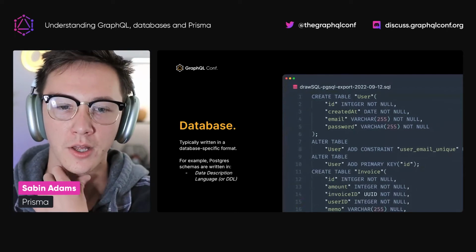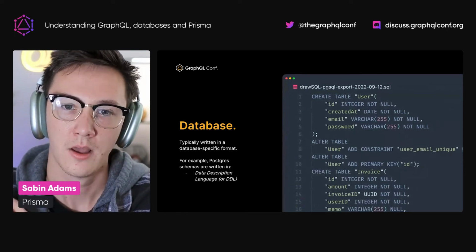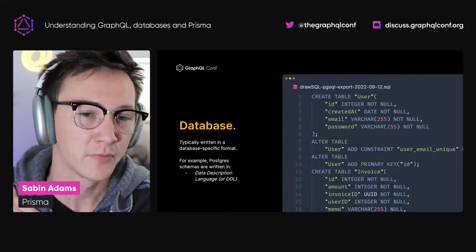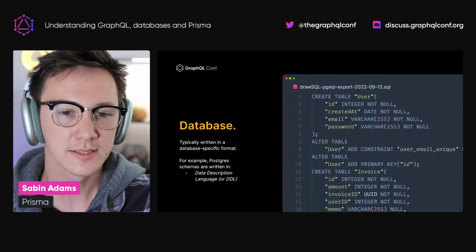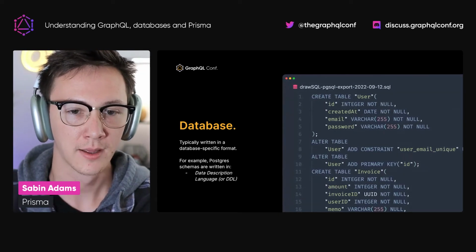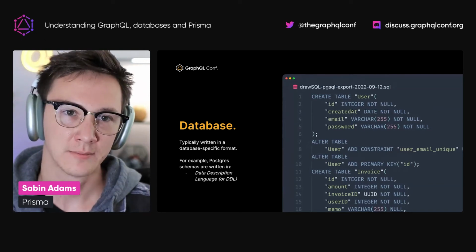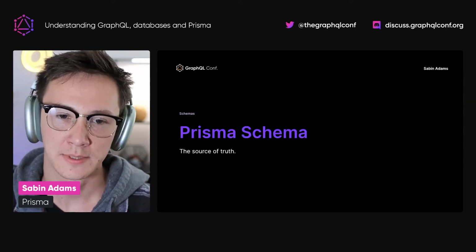Sure, if you know SQL, you could look at this and say, okay, I know what a lot of these are doing. I know some of the relationships. But if you're someone who's maybe less experienced in SQL or non-technical, this can be a little bit daunting to look at. And that's where the next piece comes in. That's where Prisma Schema comes in.